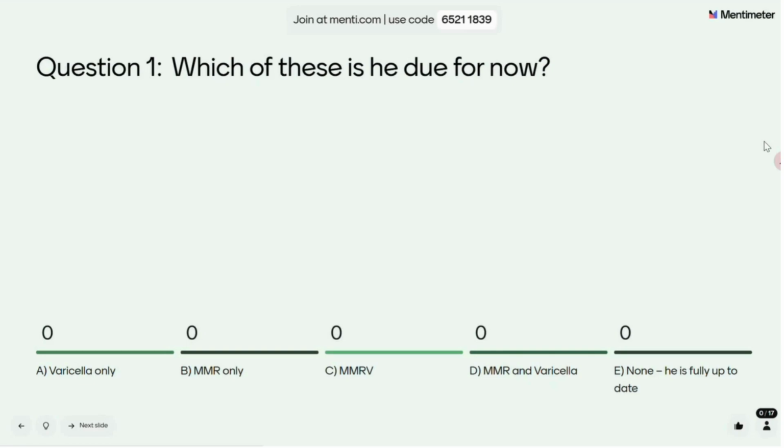So A is varicella only, B is MMR only, C is MMRV, D is MMR and varicella, and E is nothing. He is fully up to date. You're not being graded on this, don't worry. We will not hold any of these against you. So see if this is working for you.